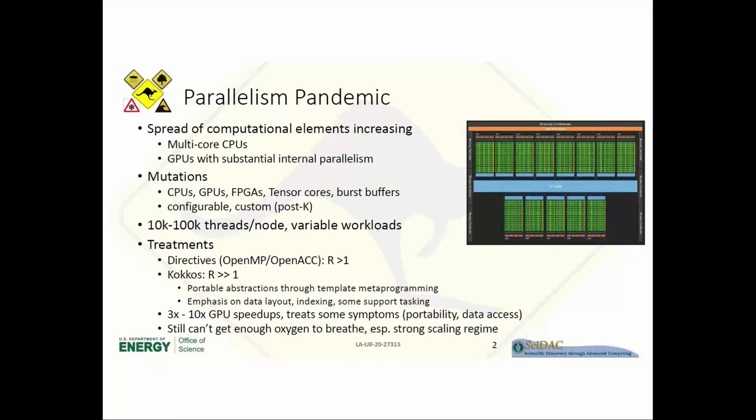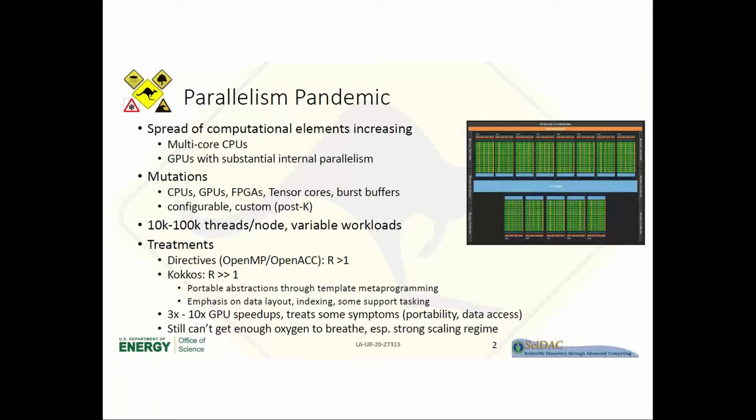And that's occurring at all levels in the hierarchy. In addition, they're becoming increasingly hybrid, lots of different device types. So to effectively use these sorts of architectures, you need over 100,000 threads per node and variable workloads. And so far, the treatments people have put forward for this sort of work are either directive-based approaches like OpenMP5 or OpenACC, which has some community use.